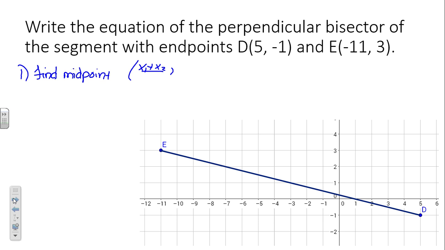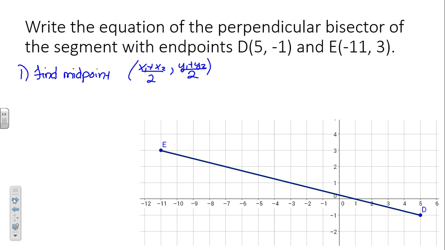Almost. That was slope. x1 plus x2 over 2 and y1 plus y2 over 2. It's a point. So we add them up, and we're averaging. We add them up and divide by 2. Add your x's divided by 2. Add your y's divided by 2. Write it as a point.